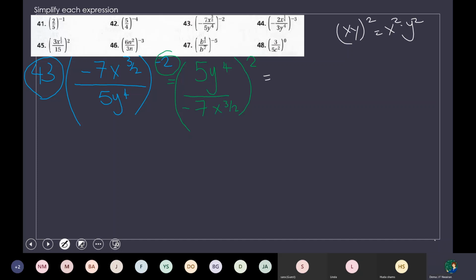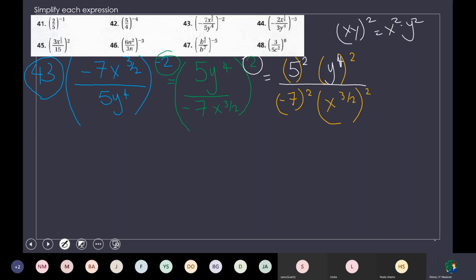Then, after that, this squared will be here. I will distribute the square here into 5 and y raised to the power 4. Then (5 squared)(y to the power 4 squared) over (negative 7) squared, times x raised to the power 3 over 2, also squared. Done, because I will distribute the power 2 on each term.